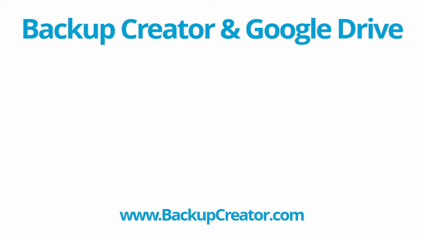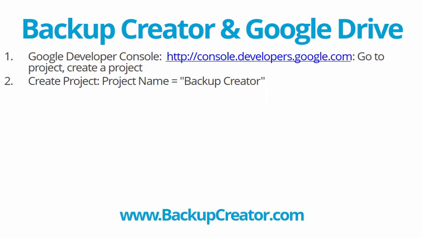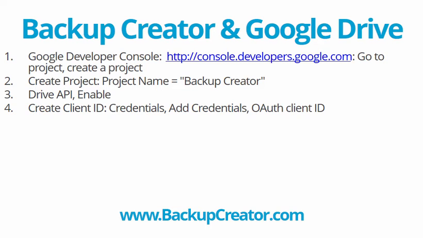So the exact steps I'm about to take is I will first click over to the Google Developer Console. The link to that is in the plugin, but we're going to console.developers.google.com. We'll click on Go to Project and create a project. We'll name it Backup Creator. We'll go to the Drive API and click on a blue Enable button. We'll go to create a client ID and go to credentials, add credentials, and then choose OAuth client ID. You don't need to know what that means, just know to click on it.